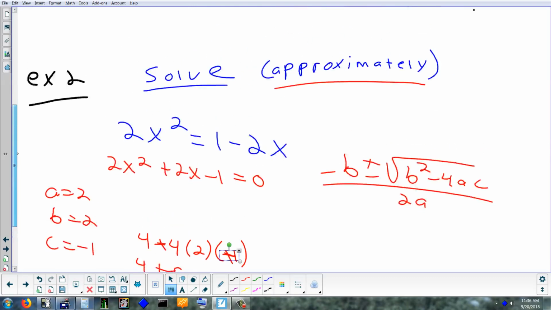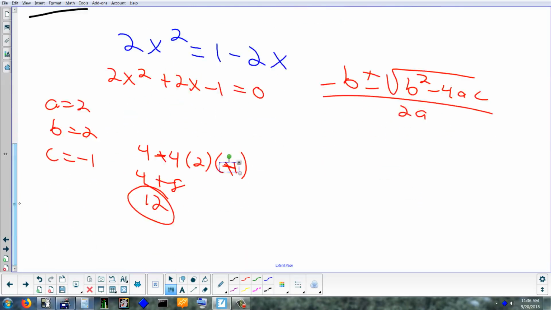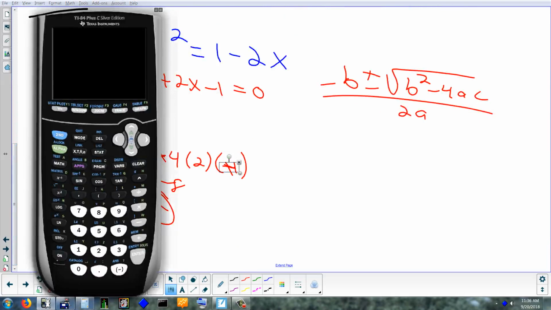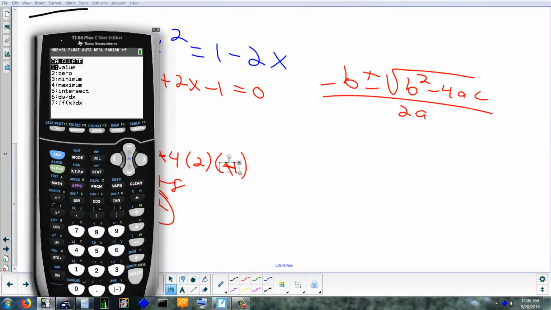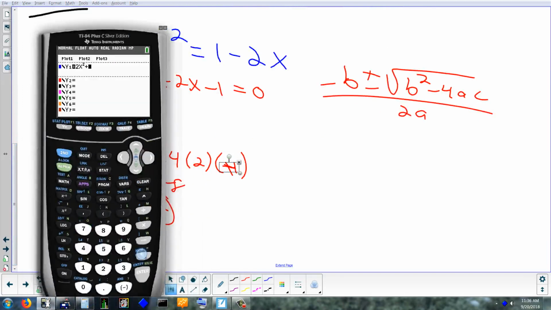Okay, but since this says approximate, I'm just going to graph it and see what I get. So I've got 2x squared plus 2x minus 1. Let's do zoom 6. And it's a U shape. It might go off the screen. No. But it's exactly the case I told you. Cross twice.